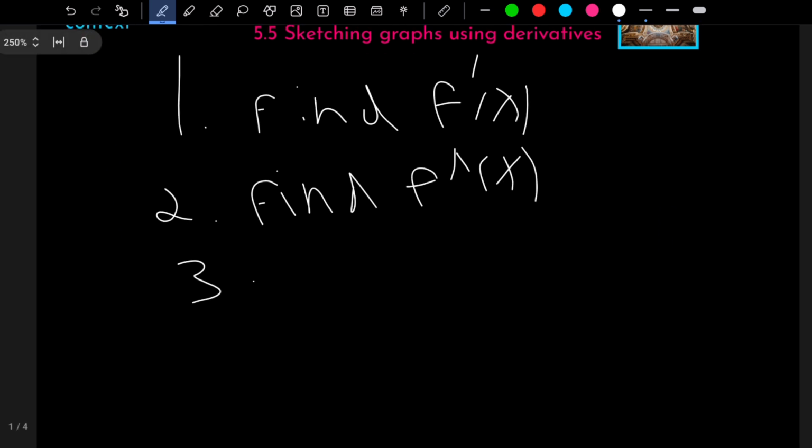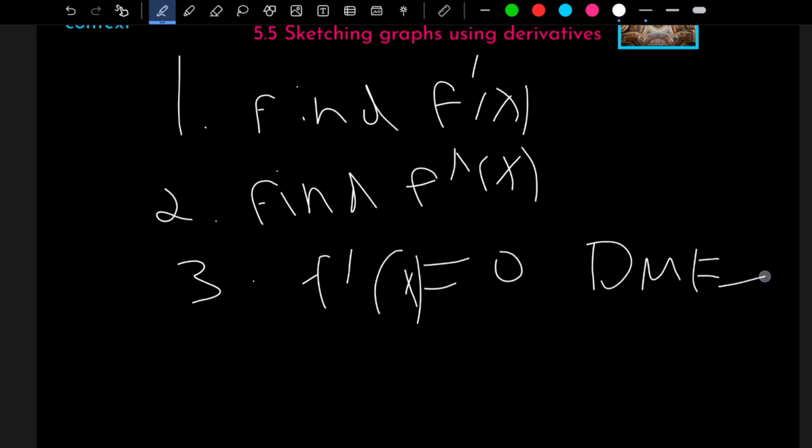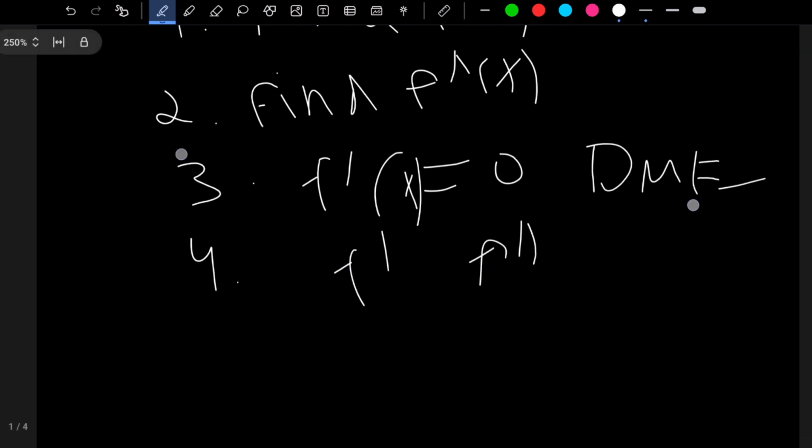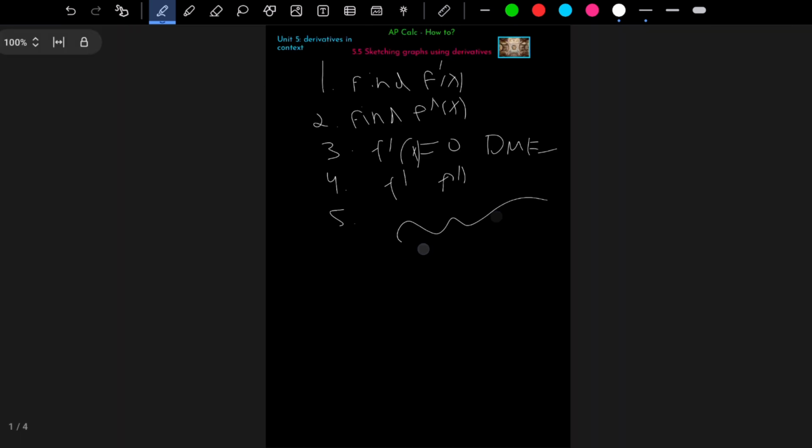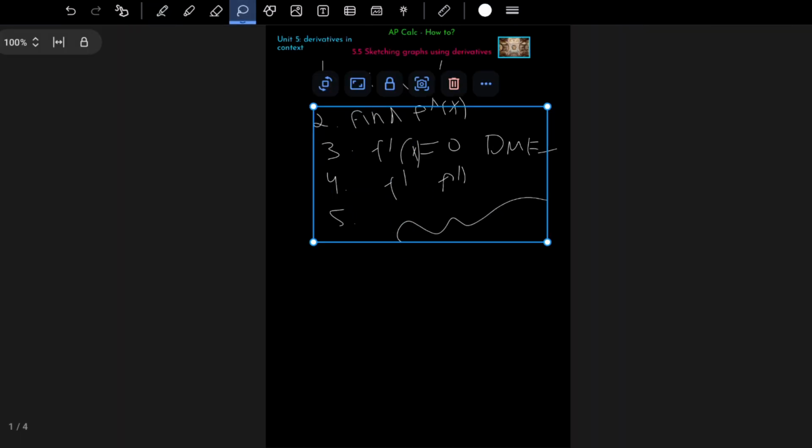3. Find critical points where f prime equals 0, or f double prime equals 0. 4. Build a sign chart for f prime and f prime prime of x. And then lastly, use that info to sketch the graph of f of x. So that's the full process.